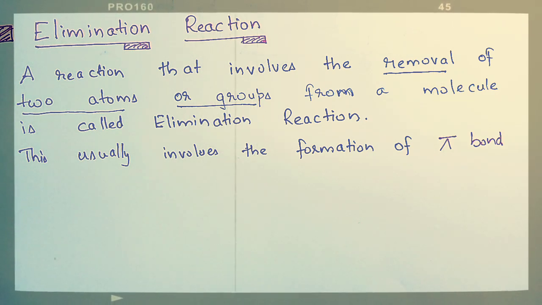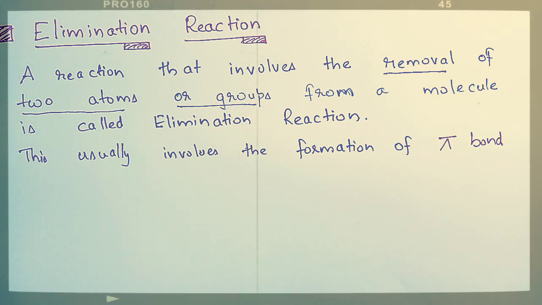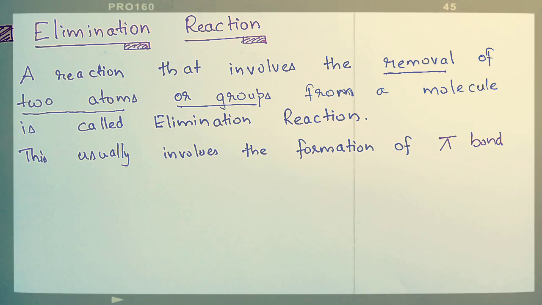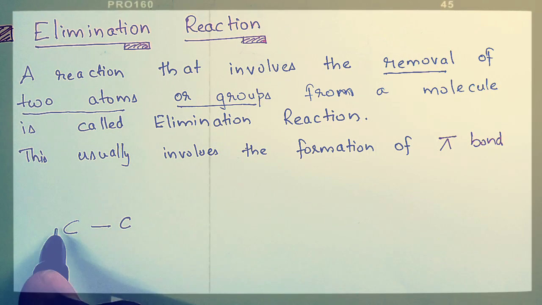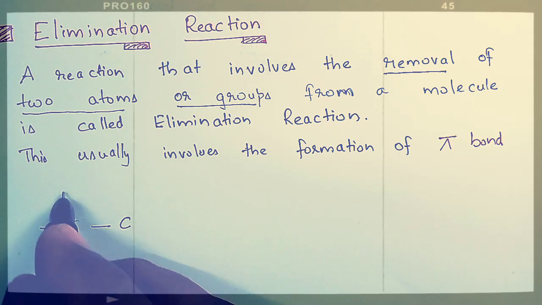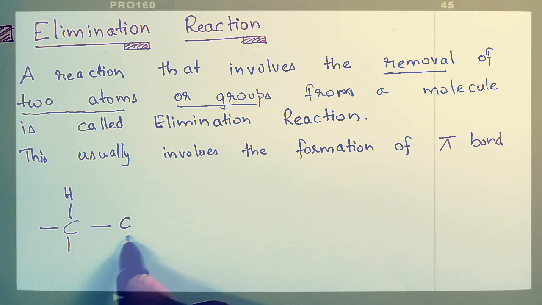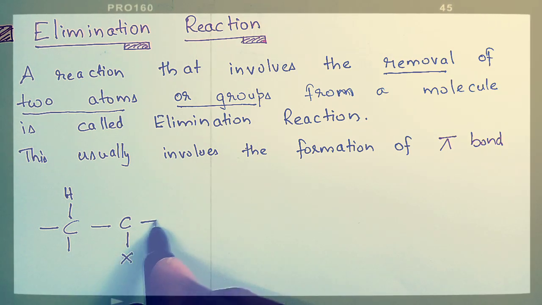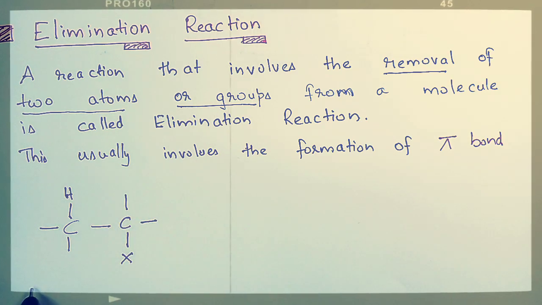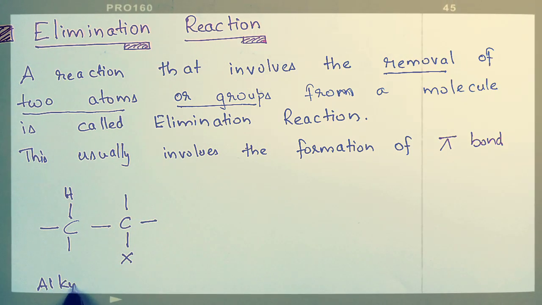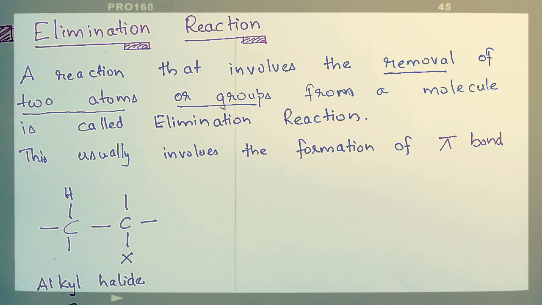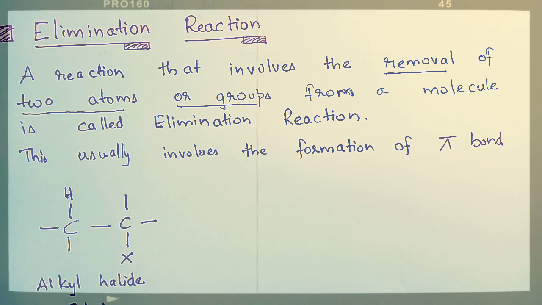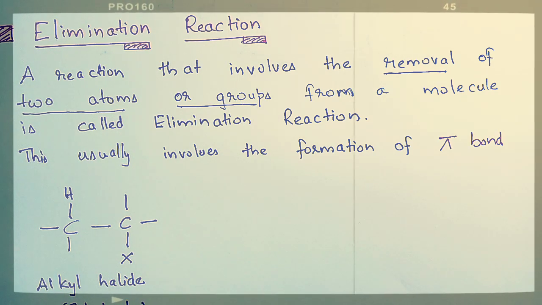This usually involves the formation of a pi bond. A single bond converts into a pi bond. For example, C single bond C. Here there is one hydrogen and here there is one halogen. The hydrogen is the beta hydrogen and this molecule is an alkyl halide. This is our substrate molecule.